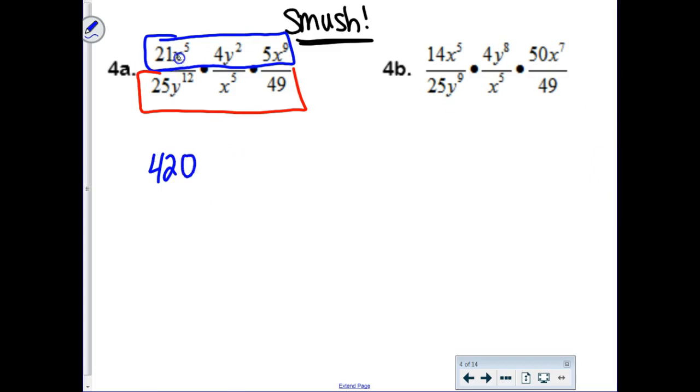And then all the x's, I have x to the 5th and x to the 9th, so we'd be adding those up, and that's x to the 14th, using my exponent property, and then there's still a y squared as well. So there's my smushed numerator. Let's talk about the smushed denominator.